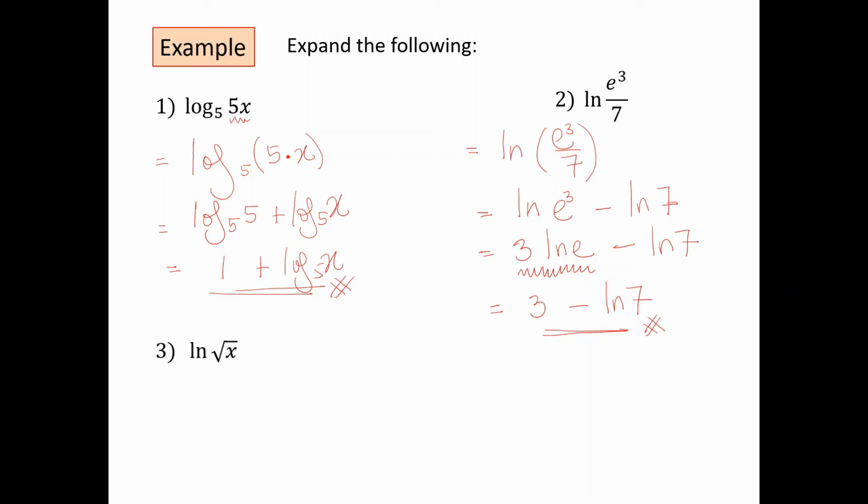Example 3. Now we have ln square root of x. So basically ln square root of x is equal to ln x to the power of 1 over 2. We have the power of x here, we can bring it to the front to become a multiplier. So we apply law number 3. Now we can have 1 over 2 ln x. Okay, we proceed to the next type of example.